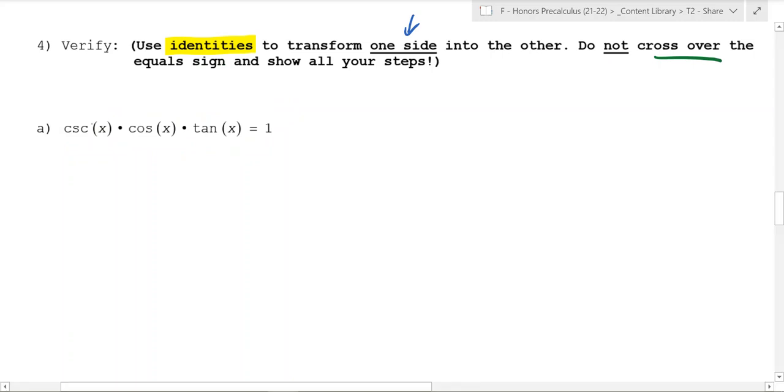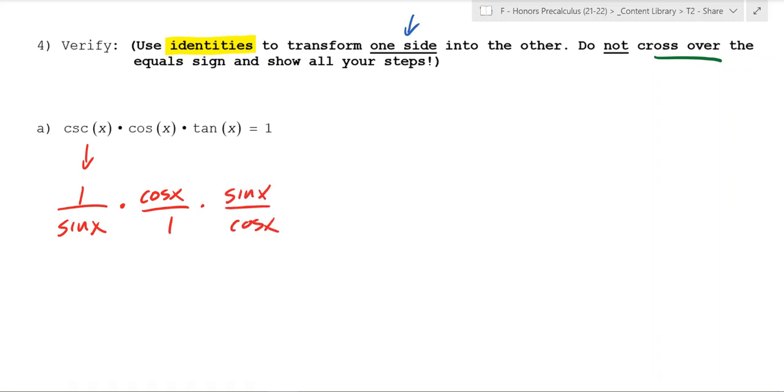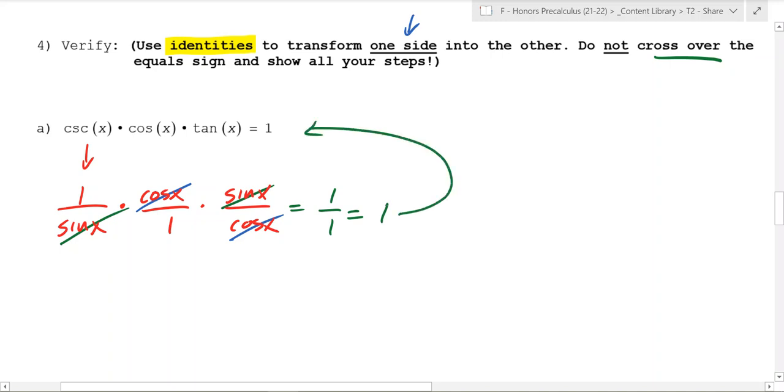This one, cosecant by definition is 1 over sine of x. Cosine is just cosine over 1, and tangent is sine x over cosine x. What happens here is you end up with cosines canceling there, and then the sines canceling there, and all you're left with is 1 over 1, which is indeed 1. So a lot of these just collapse really nicely.